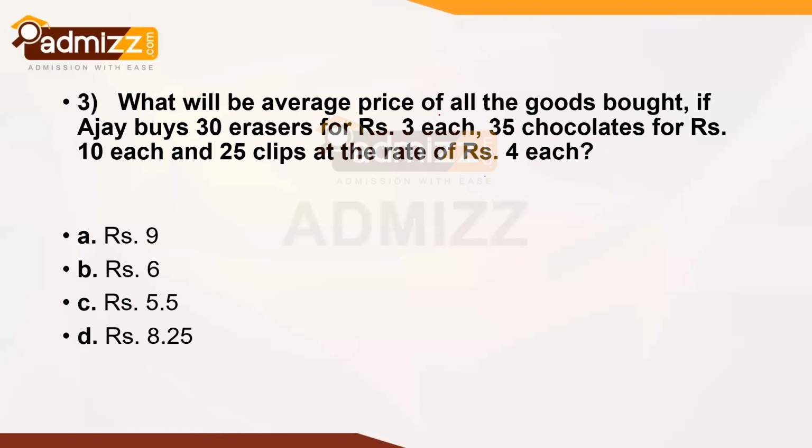What will be the average price of all goods bought if Ajay buys 30 razors for rupees 3 each, 35 chocolates for Euro?